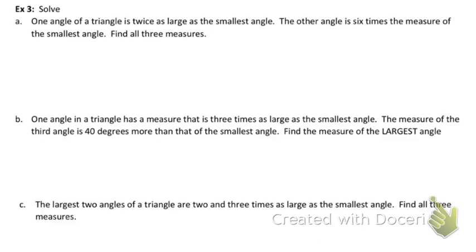How many angles does a triangle have? 3. It's got 3 angles. So we're going to talk about 3 angles. What happens when I add all 3 of those angles up together? They equal 180. Those are your 2 big things.